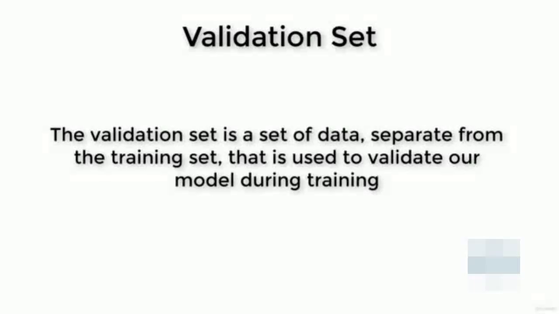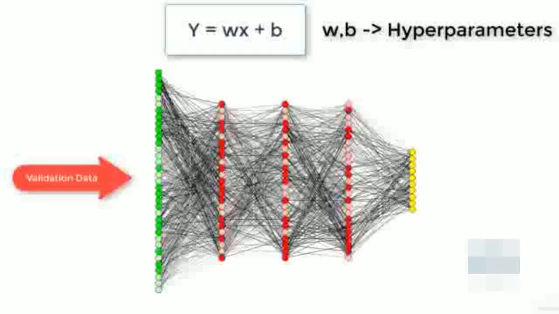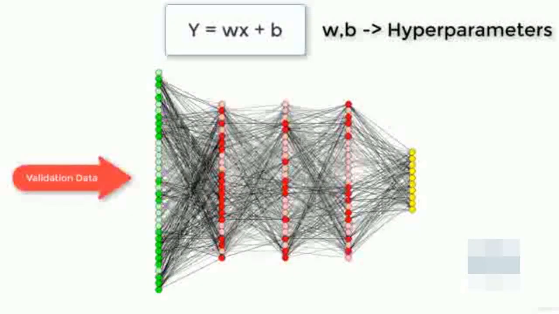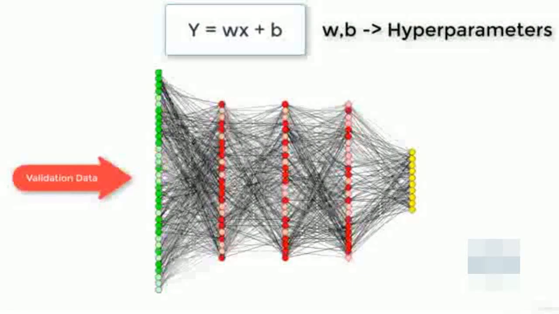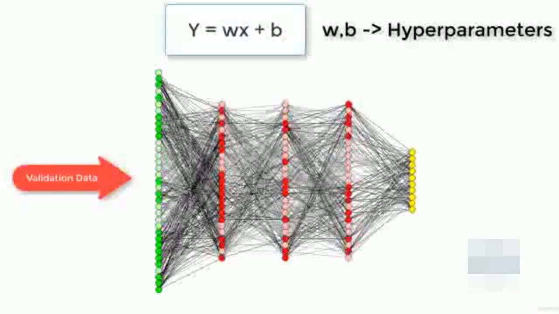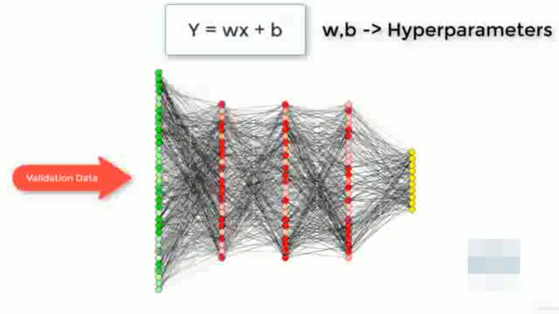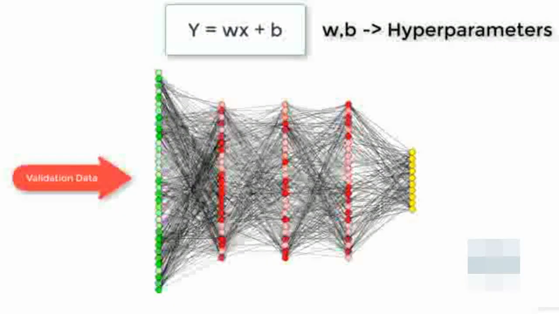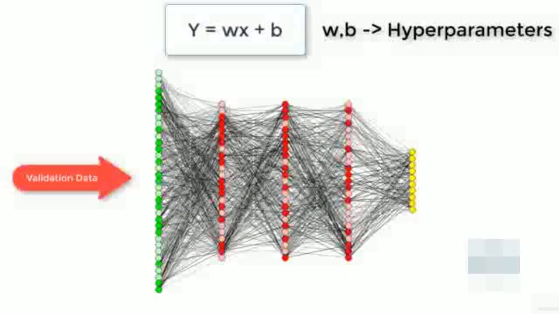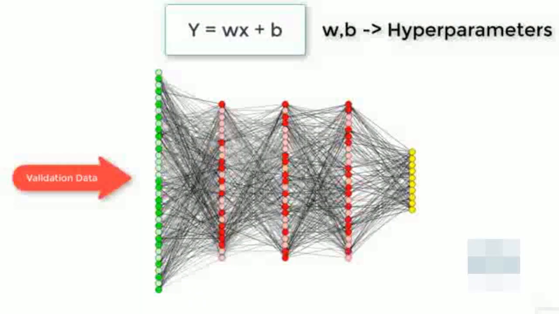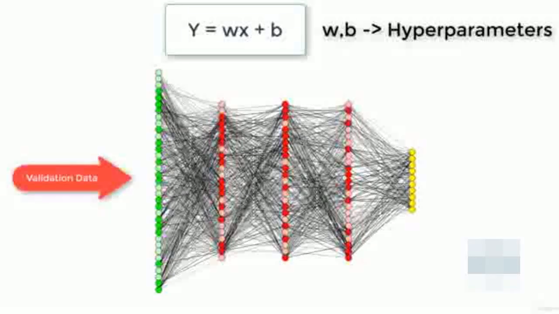Okay, now let's discuss the validation set. The validation set is the set of data separate from the training set that is used to validate our model during training. This validation process helps give information that may assist us with adjusting our hyperparameters. Recall how we just mentioned that with each epoch during training, the model will be trained on the data in the training set. Well, it will also simultaneously be validated on the data in the validation set.